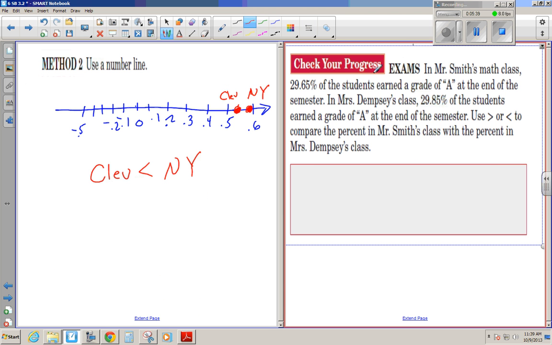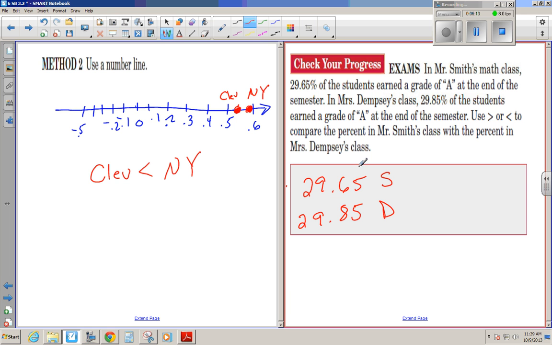All right, so in Mr. Smith's math class, 29.65% of the students earned a grade of an A at the end of the semester. In Mrs. Dempsey's class, 29.85% of the students earned an A at the end of the semester. Use a greater than or a less than to compare these percents. So let's take a look by place value. 29.65 or 29.85. The top one is Smith's class, the bottom one is Dempsey's.